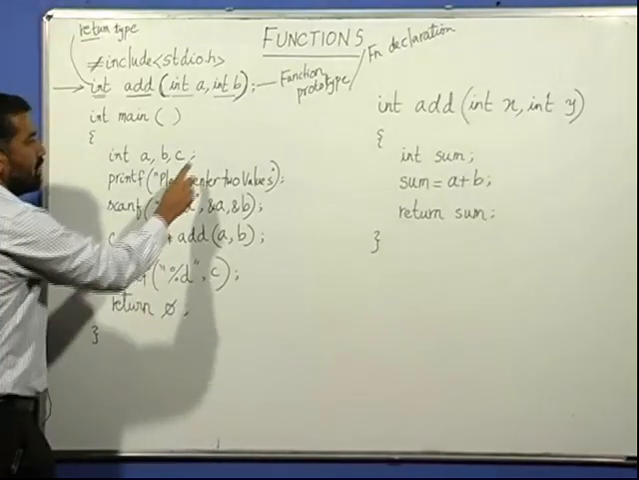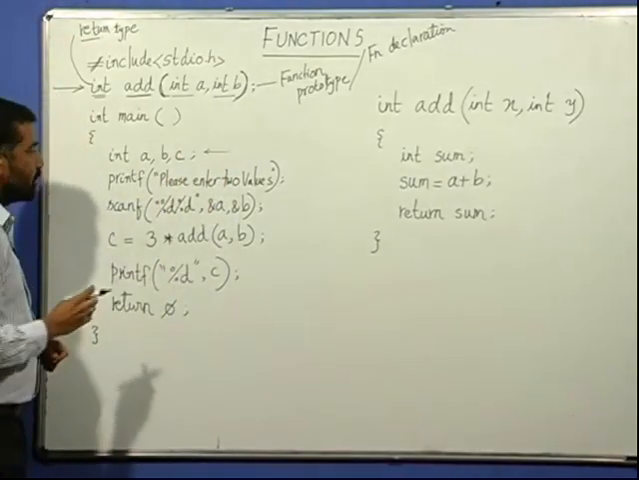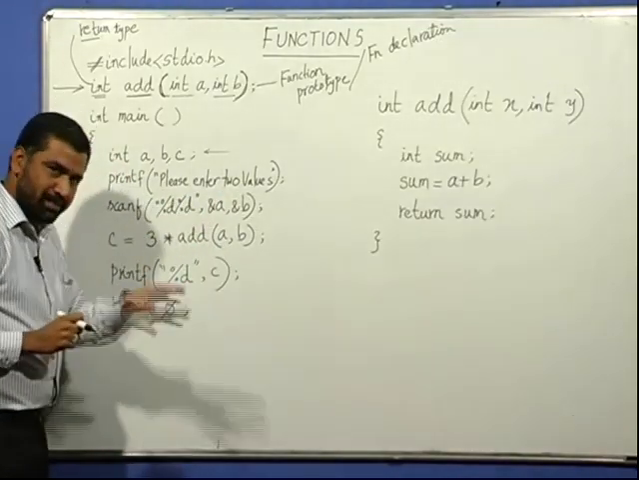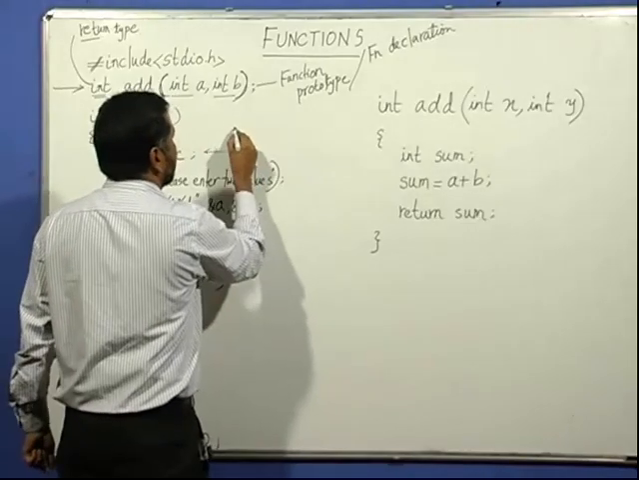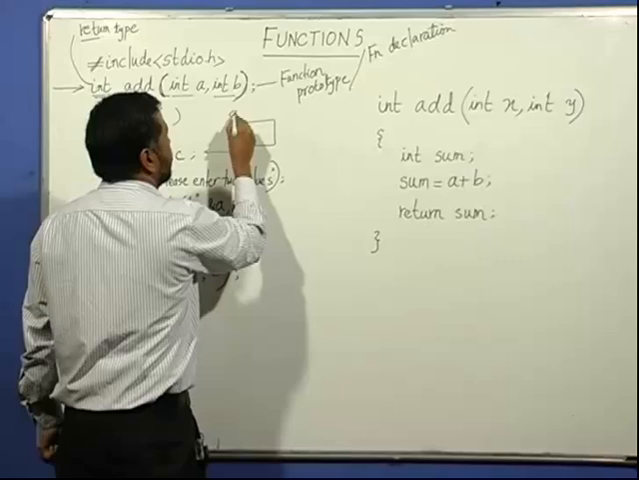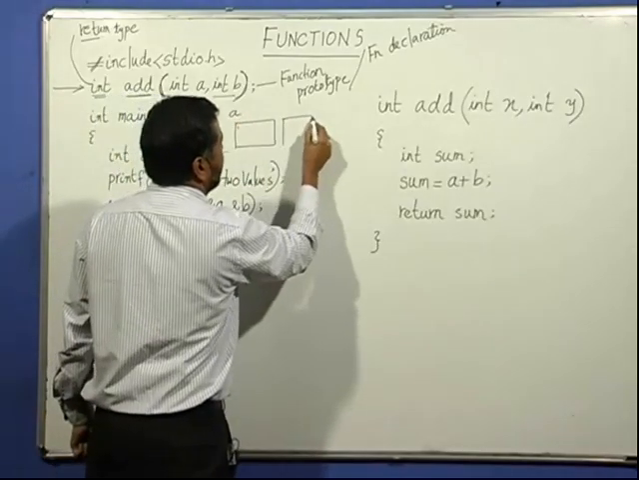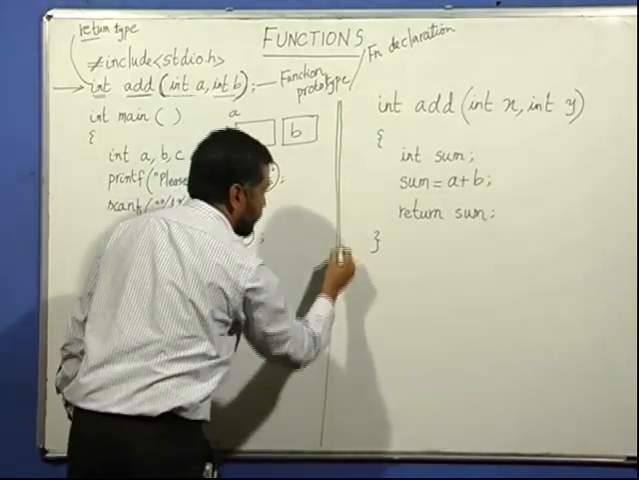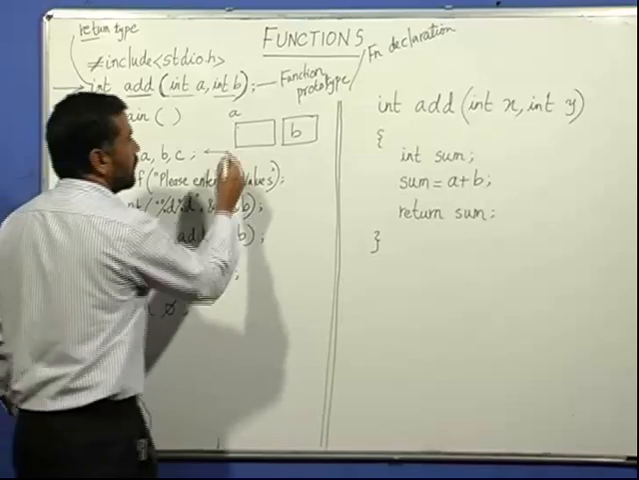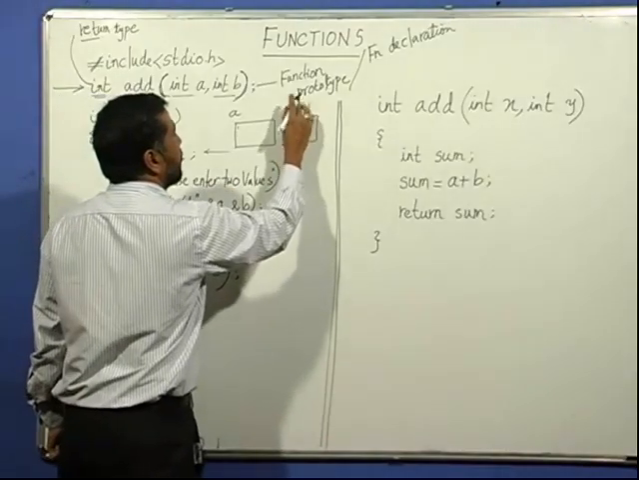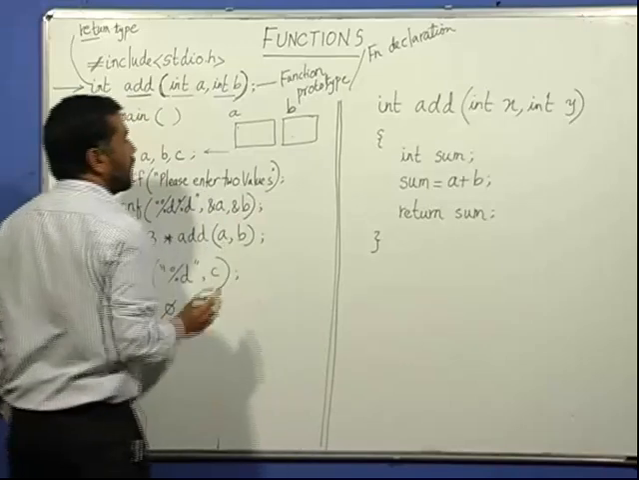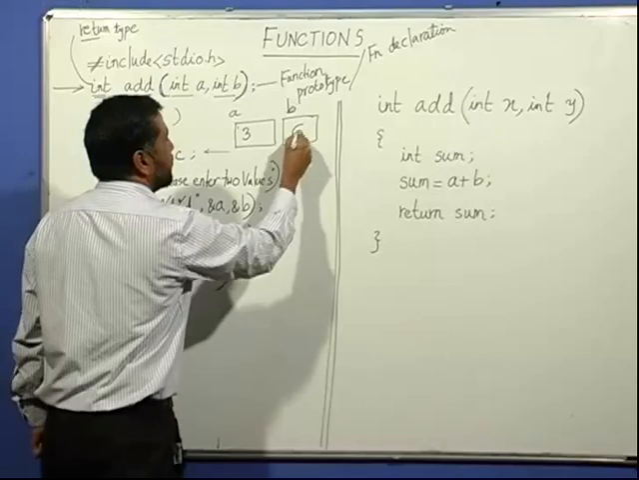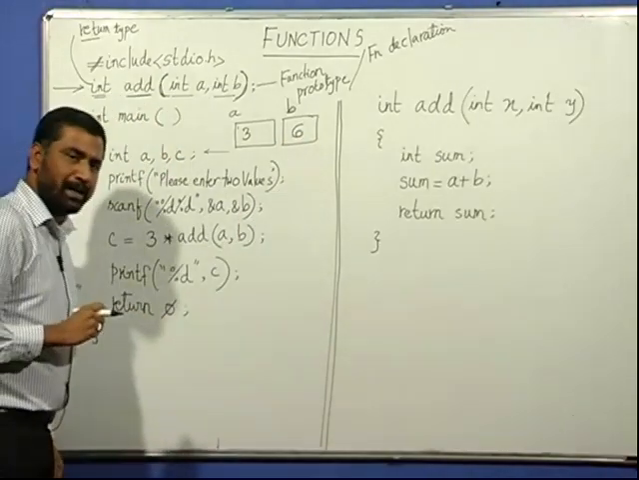So let us see. It begins with three variables declared, and in the main function it is asking for two values. The user types in the two values. Let us say this is the variable a and this is the variable b. We will draw the line here so that we separate the main function and the add function. Now let us say the user has typed in the values 3 and 6 respectively for a and b.